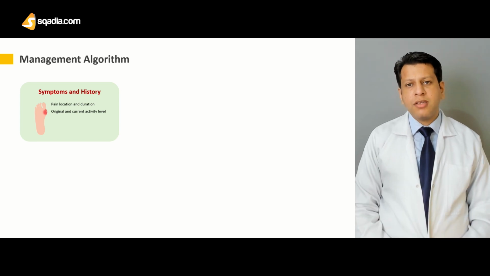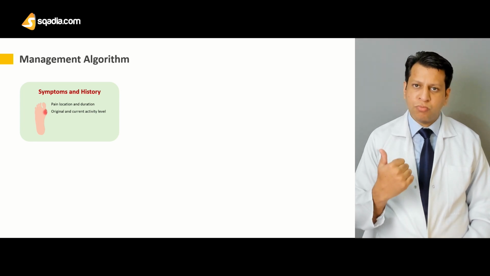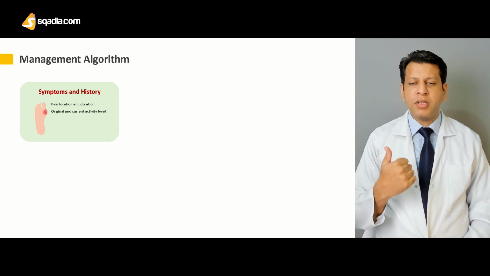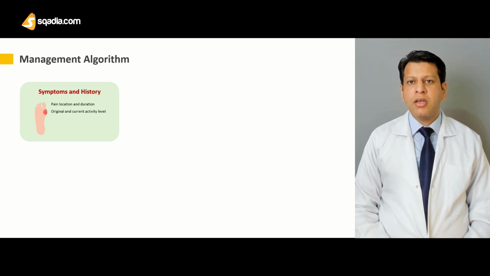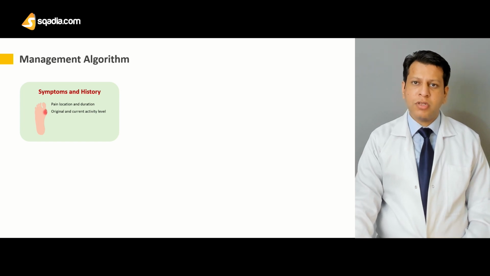What is important is how much is the current activity level as well, because if the patient is young and more mobile, this means there will be increased chances of arthritic development of the first metatarsophalangeal joint, and probably some form of osteotomy would be difficult to perform later on.